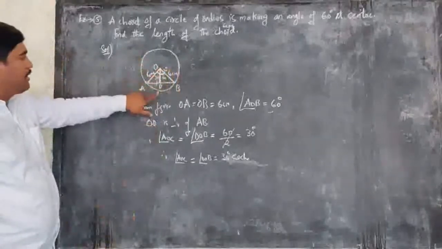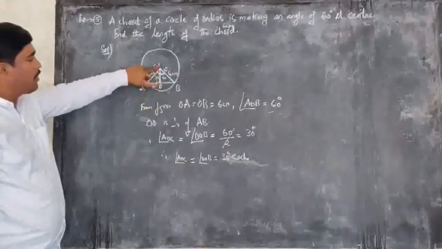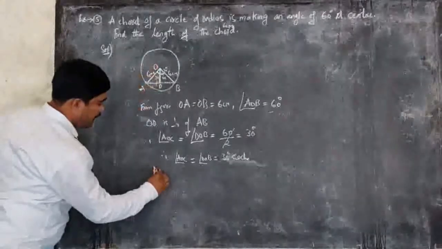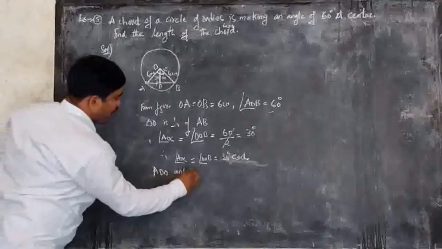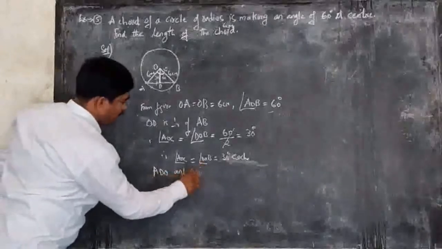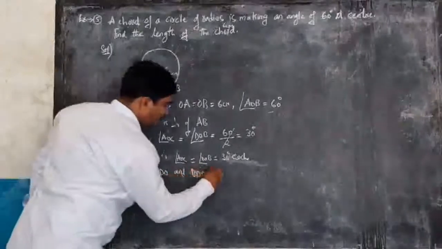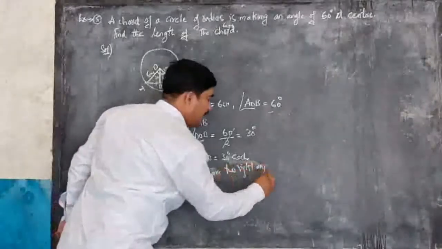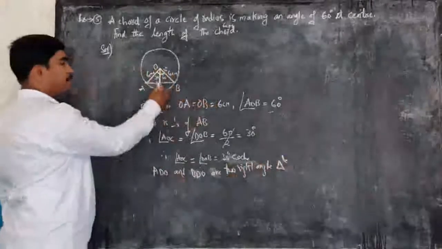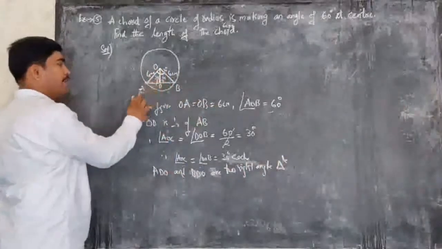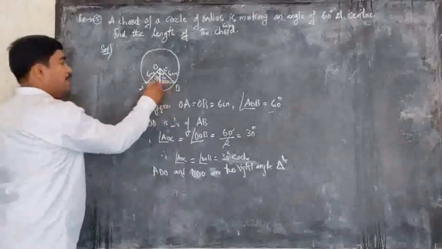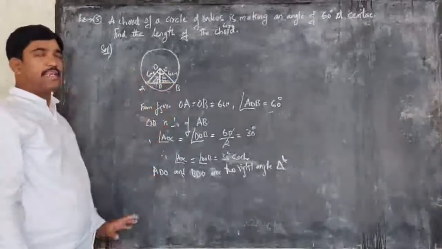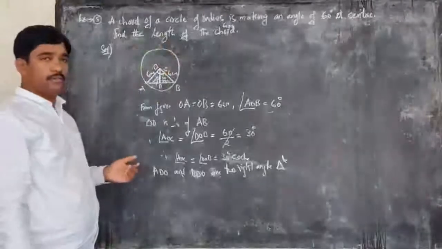Now if I observe, ADO or ODA is one right angle triangle from the figure. So ADO and BDO are two right angle triangles. Why am I saying it is a right angle triangle? Because here this D bisects the line AB into two 90 degrees each. Now of these two right angle triangles, I use one right angle triangle to find out the relevant values.